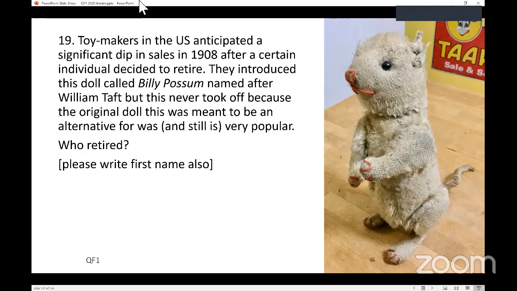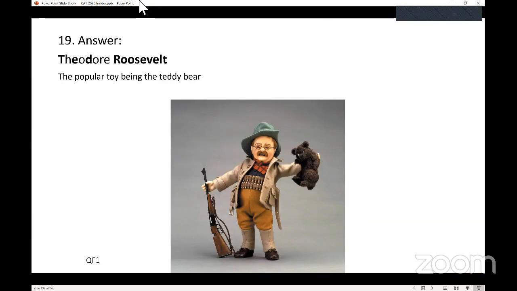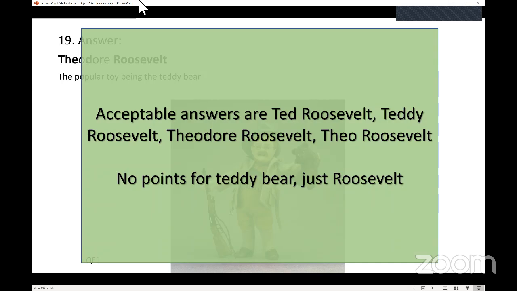This is Theodore Roosevelt, after whom the teddy bear is named. So they anticipated that once Theodore Roosevelt retires, nobody will buy teddy bears anymore. And so they came up with this Billy Possum after William Taft. But turns out people like teddy bears and nobody liked a Billy Possum. So Ted Roosevelt, Teddy Roosevelt, Theodore Roosevelt, Theo Roosevelt, all of that is fine. You don't get points if you just said Roosevelt or just said teddy bear. I made it very clear when going through the question.